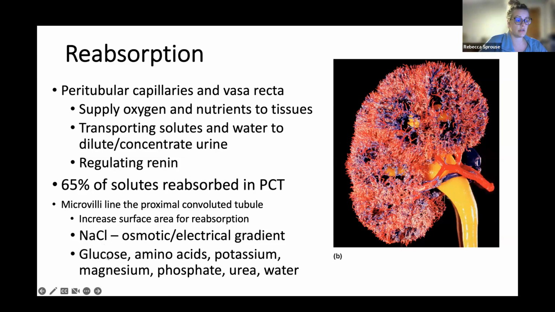Now, glucose is a fairly large molecule. It is transported via active transport. Amino acids, potassium, a lot of other things are reabsorbed in the proximal convoluted tubule. Again, the amount that's reabsorbed just depends upon how much is in the body at any given time and what the needs are at that time.